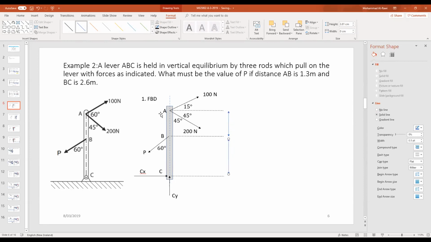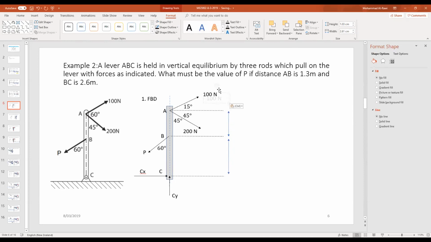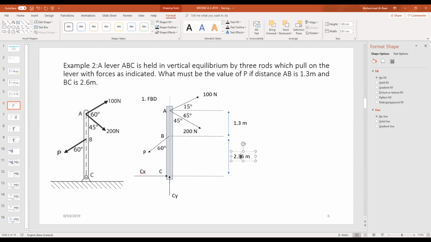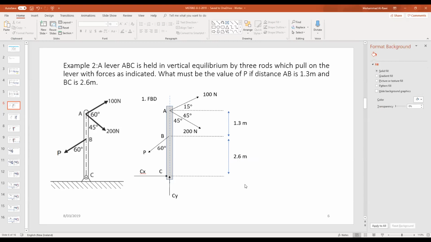So let's do this, Control C, Control V. From A to B, it says to us is 1.3 meters, and from B to C is 2.6 meters. Of course, I'm not sketching to scale, so you see funny numbers here or there, okay? The dimensions are not to scale. Make sure to say that. So that's the free body diagram showing all the relevant information.